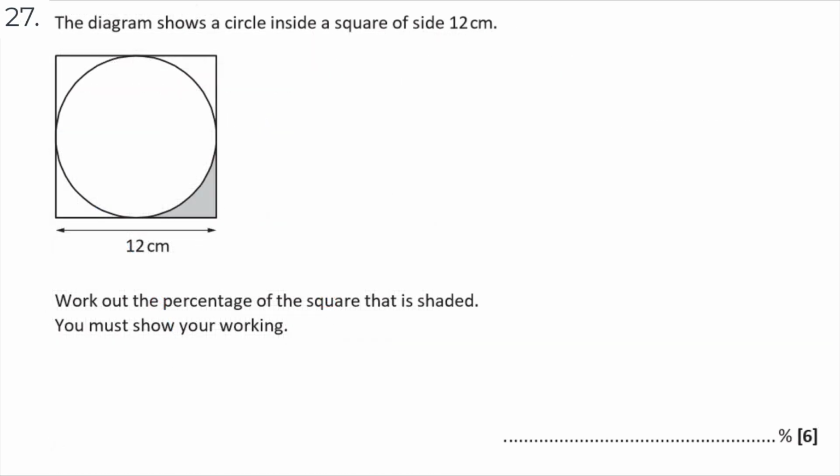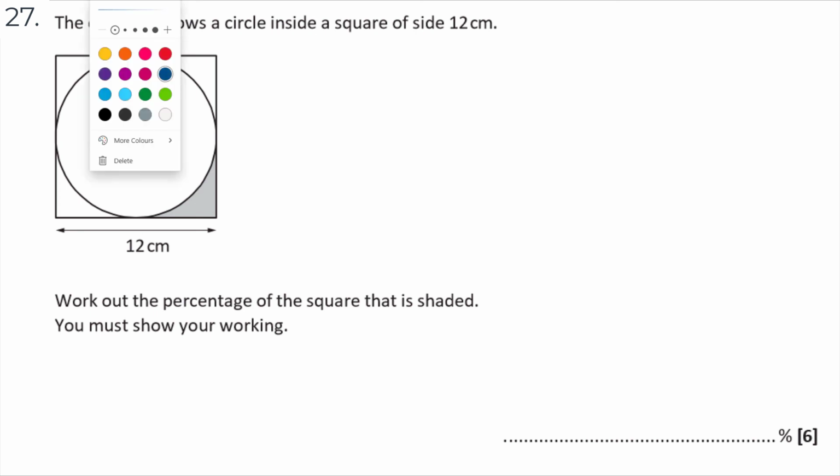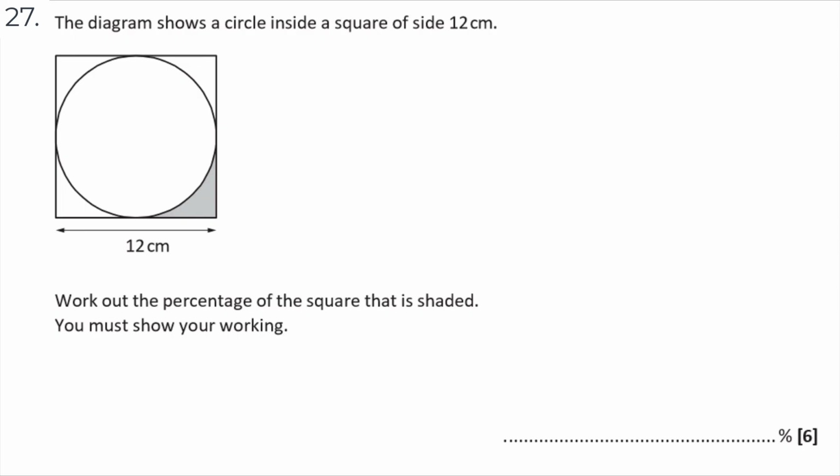Okay. The diagram shows a circle inside of a square of side 12 centimeters. Work out the percentage of the square that is shaded. You must show your working. Right, so first off, if we want to write this as a percentage of the total area, we need to find out what the total area of the square is. So total area of square to start with, that's the easy bit. Well, a square is just length times length, isn't it? It's going to be 12 squared, it's going to be 144.